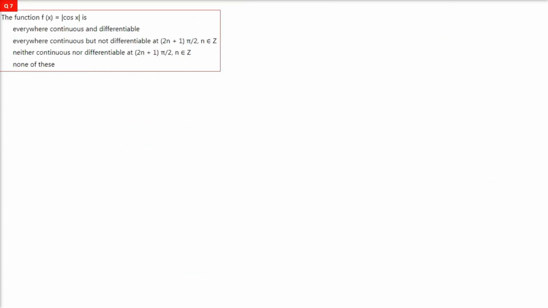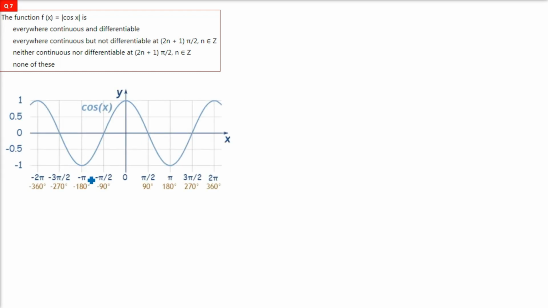Okay. Now f(x) equals modulus of cos x we are doing. f(x) equals modulus cos x, the same discussion as modulus of sin x.